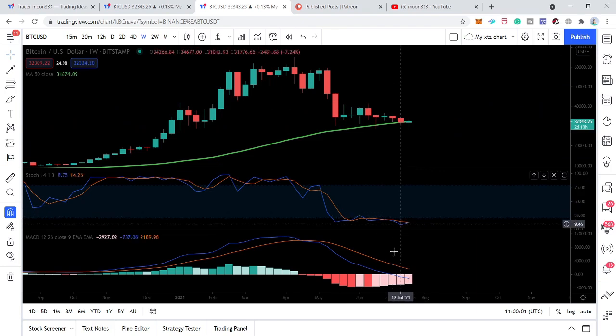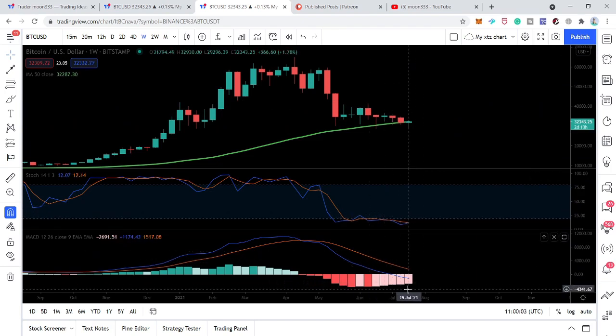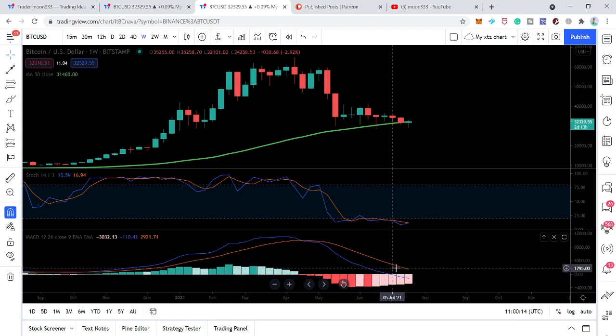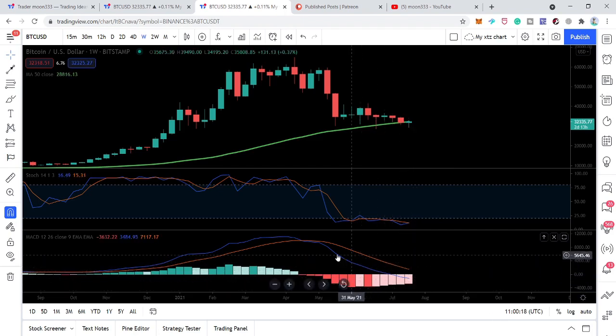oscillator, the stochastic oscillator. And look at this, the MACD is giving us a weak buying signal. For example, previously it was very strong bearish here, then turned bullish, and again turned bearish, and now it is again giving a buying signal. Even though this is a weak buying signal, soon it can turn bullish.